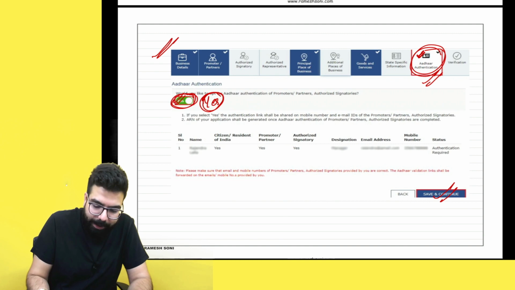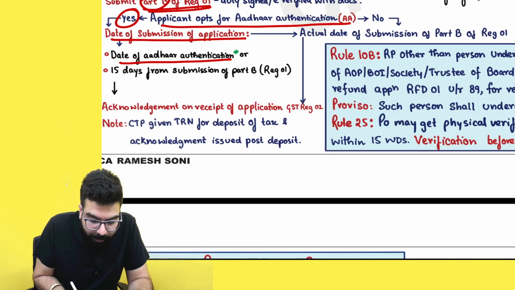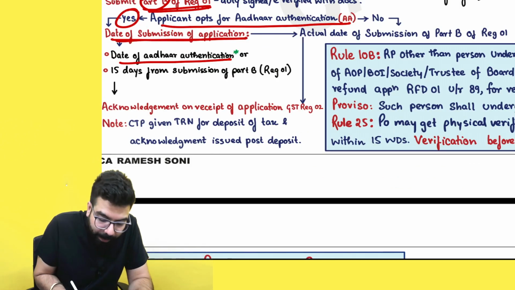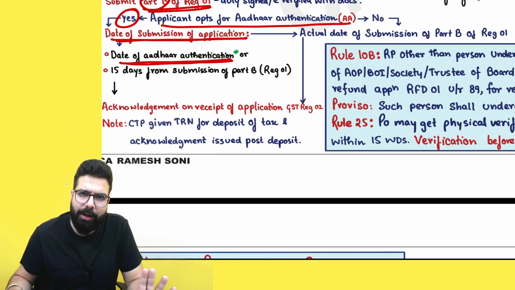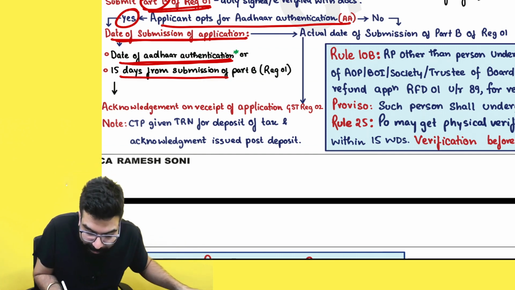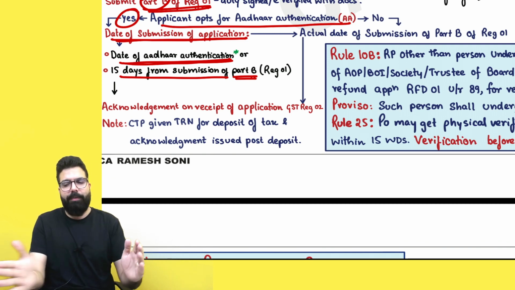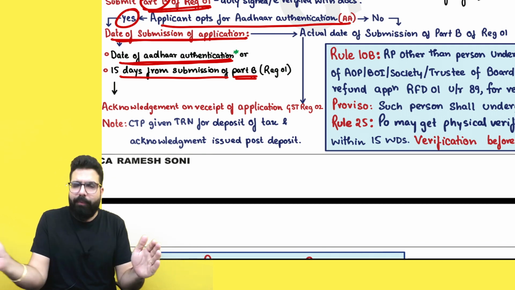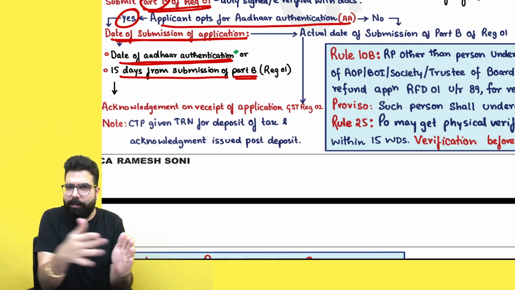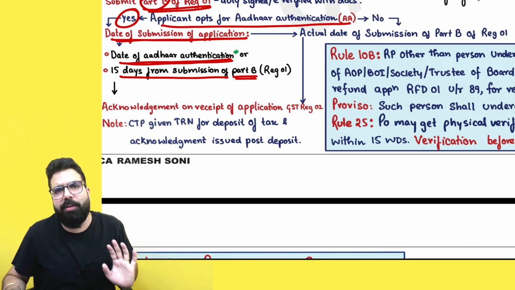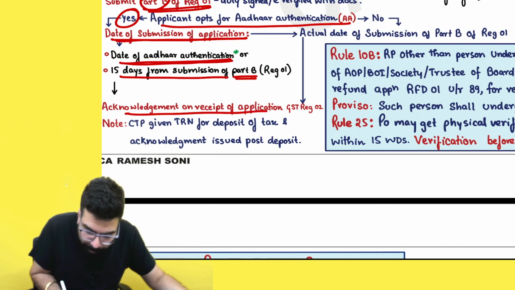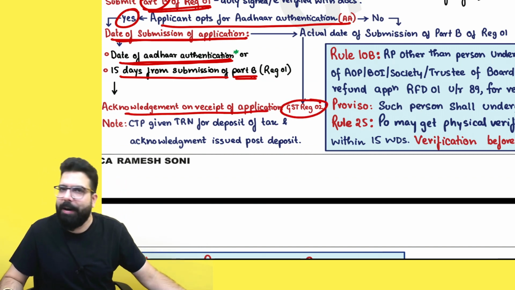Now they are telling the same thing over here: the date of submission of application will be the date of Aadhaar authentication. Basically, when you click on the link and do your Aadhaar authentication, that day will be your date of submission of the form, not the day when you submit part B. Or 15 days from the date of submission of part B. Once 15 days get over, if you don't do your Aadhaar authentication, the next day will be deemed as the date of submission of application, and you will be given one acknowledgement and your form will be picked up for verification.